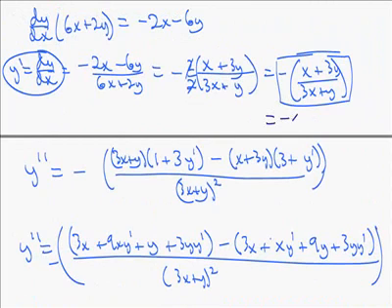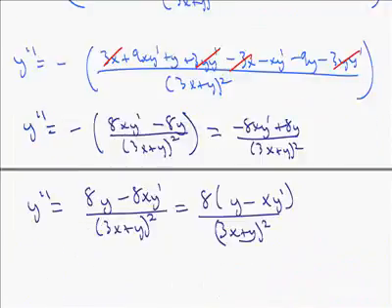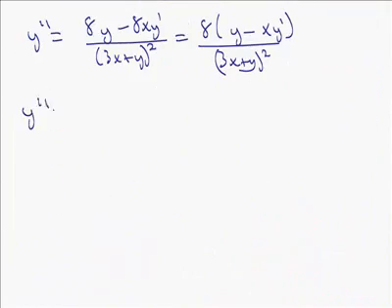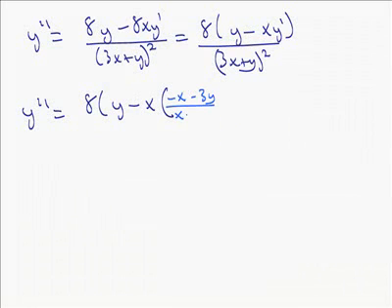Y prime is equal to negative x minus 3y over 3x plus y. So I'm going to put that in for y prime. And so my y double prime is 8 times the quantity of y minus x times, putting in for y prime, negative x minus 3y over 3x plus y. That's what y prime is equal to.